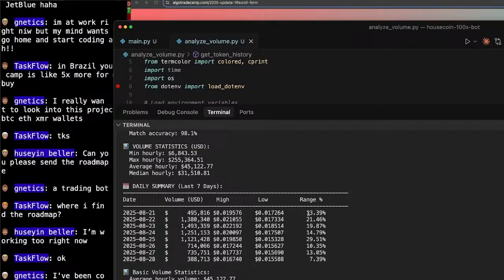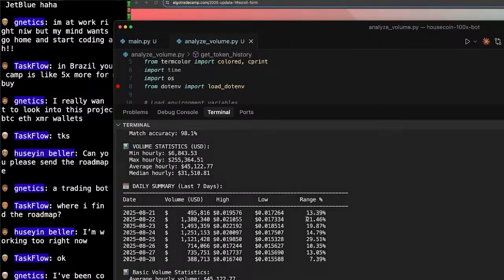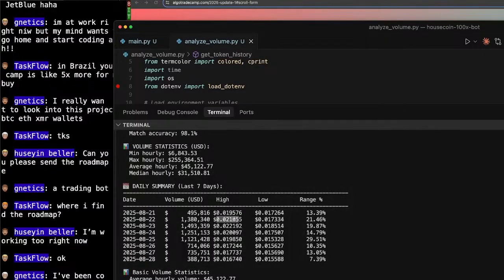Daily, okay, 13% range. So you can see here, dude, if you're just using a regular DCA, you will not get as good of an entry as if you're building a bot like this. That's why this is so important to think through. For example, a regular Jupiter DCA, you might be buying at 0.021 when you could be buying at 0.012.